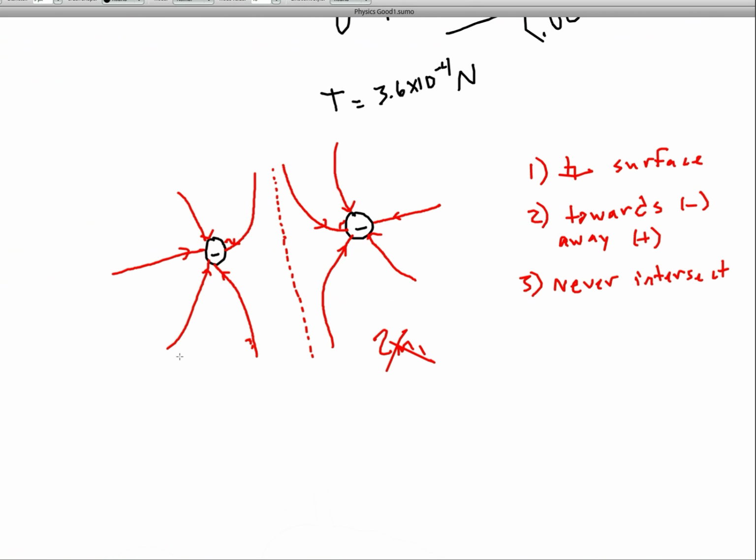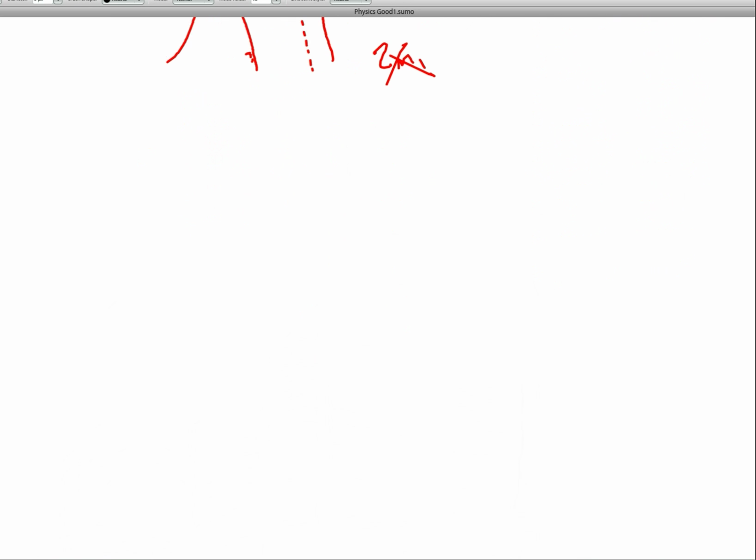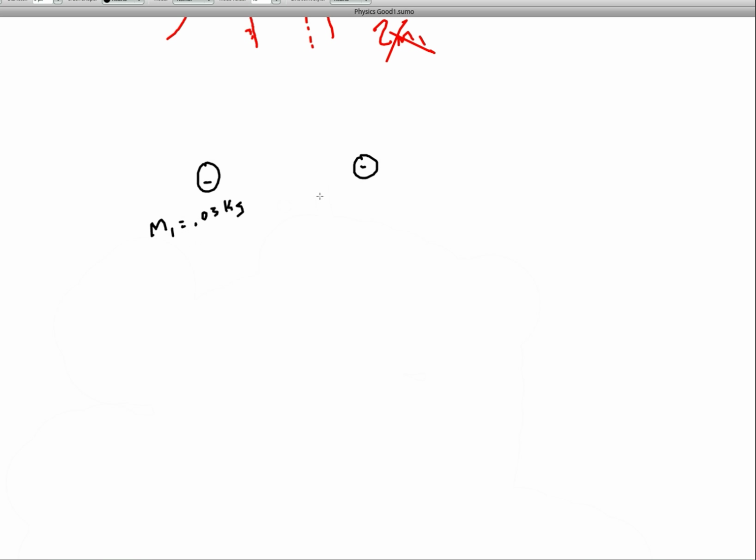So let's go back here. Okay, so now my string is cut, and I know that M1 is 0.03 kilos and M2 is 0.06 kilos. And I know that they are going to have an acceleration in this direction, and they want to know the initial acceleration. Okay. Well, initial acceleration is just, again, you start with F equals MA, and you're going to use that for each particle.